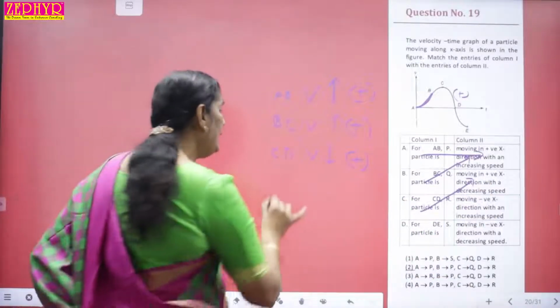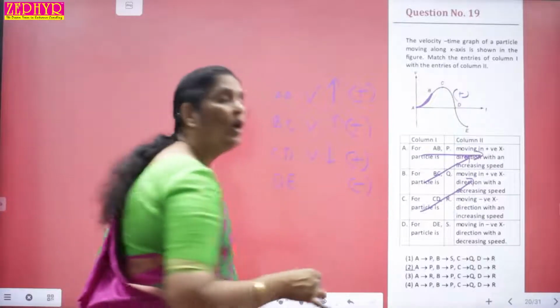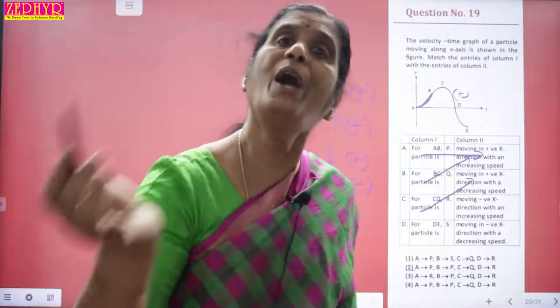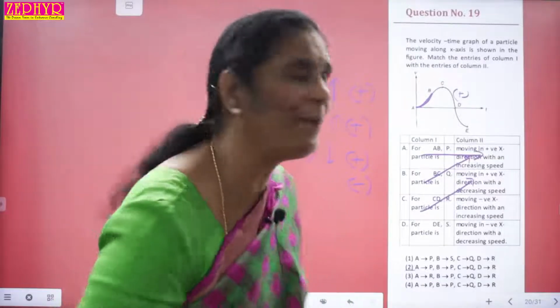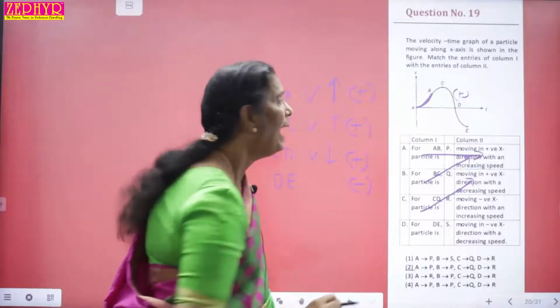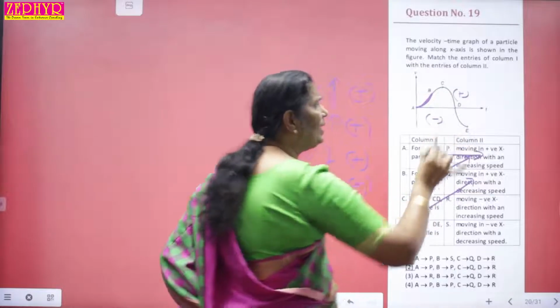And for DE, velocity is negative. Velocity is negative, right? So it is changing its direction. So it is moving along the minus x-axis. Okay. So velocity is negative, right? It is moving along the minus x-axis. And what about the minus? Minus means it is in the fourth quadrant.